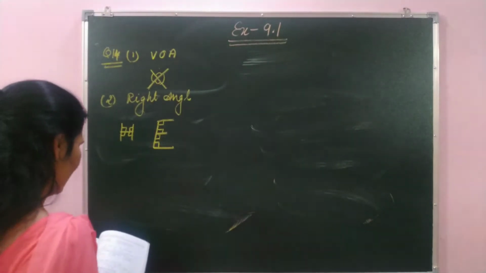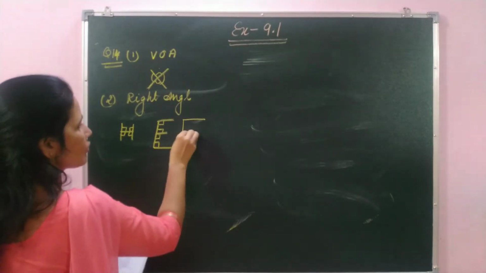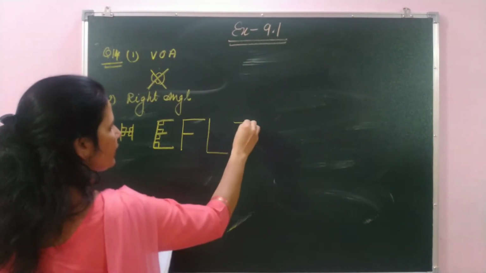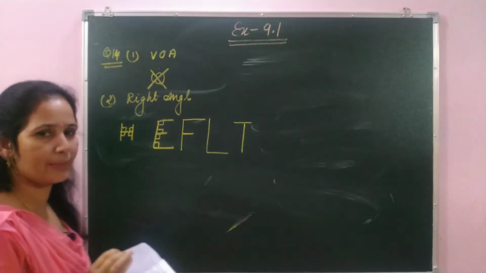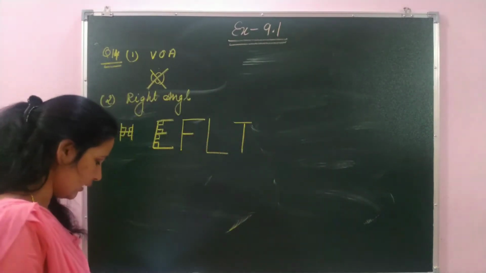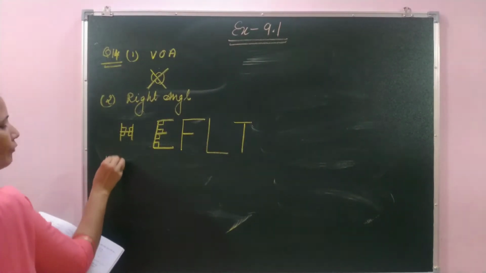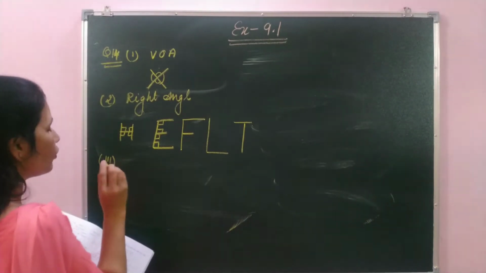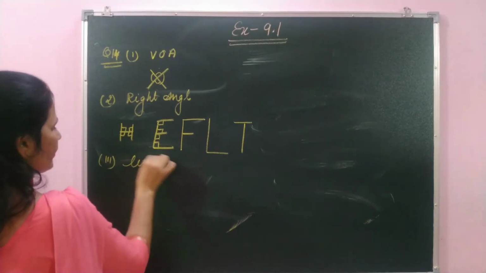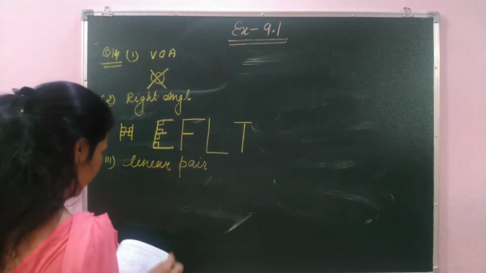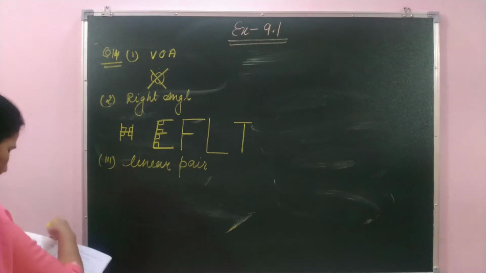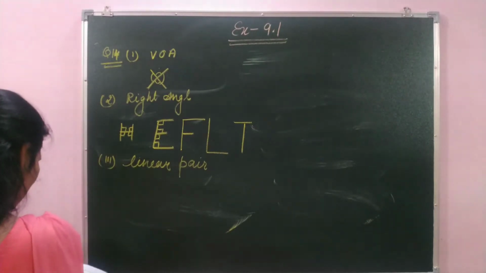Okay. Then the next alphabet is F. F also shows the right angle. Then L and T. These English alphabet letters show the right angle. Okay, and then the third part, a linear pair. We have to write those alphabets which show a linear pair. So students, when you observe, the third one is linear pair.